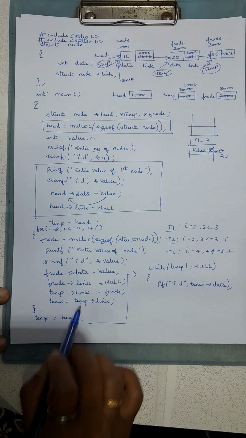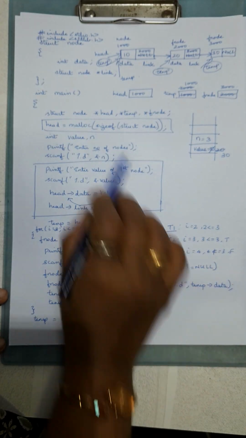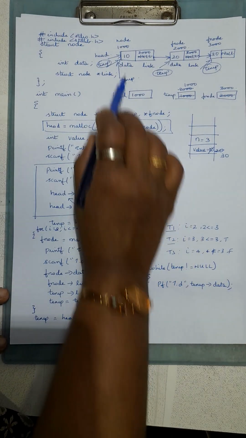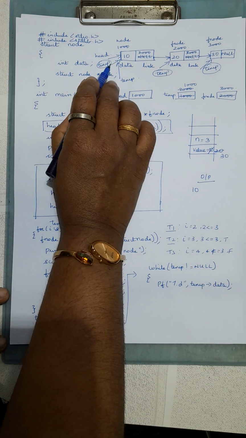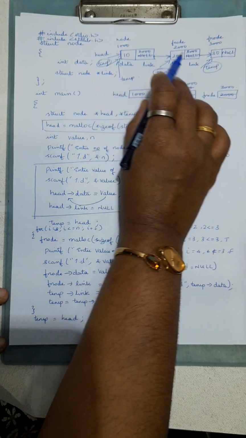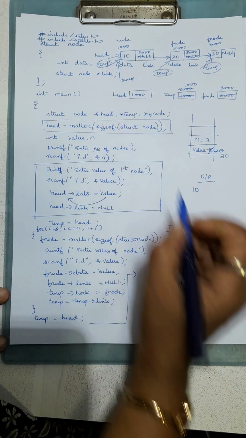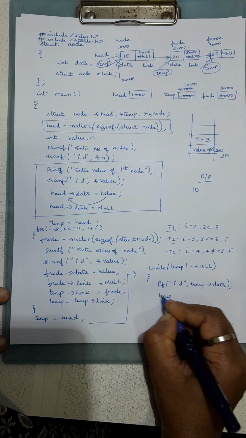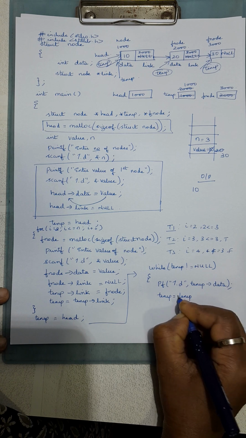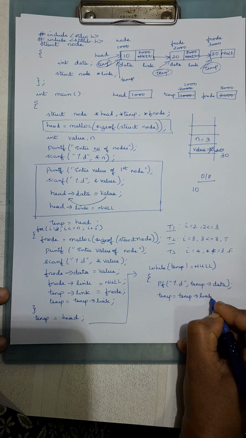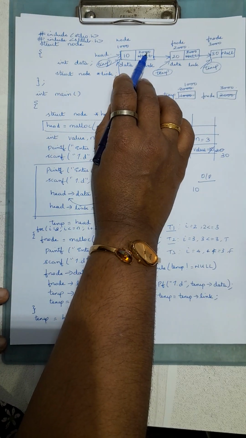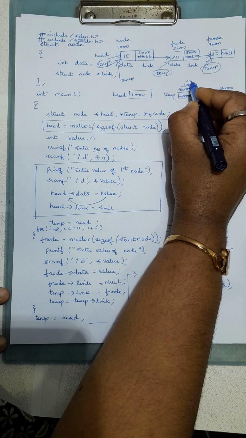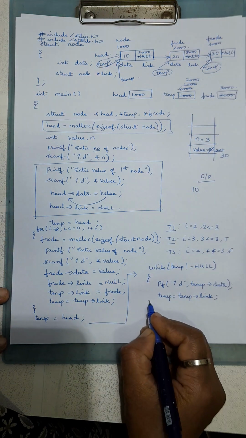Temp is equal to 1000, because temp is equal to head. It is not equal to null, so it enters. Temp pointing to data is 10, so the output will first print 10. Then I have to move to the next node. So what should I do? I'll just write temp is equal to temp pointing to link, right? What is temp pointing to link? 2000. Now temp value has been changed to 2000.